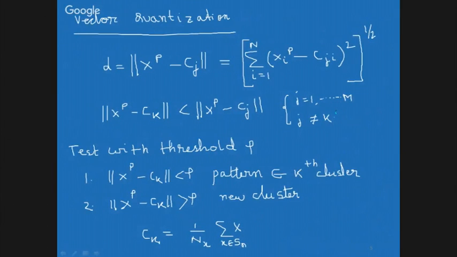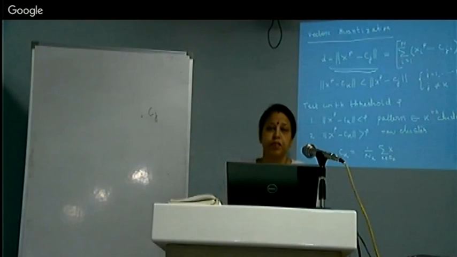Now, vector quantization depends on the Euclidean distance. For example, here I have written D is equal to xp minus cj. What do you mean by clustering? Clustering is putting some neurons in one group. So to start with, for example, this is your first neuron. So this will be my center. This is known as your cj, that will be the center.